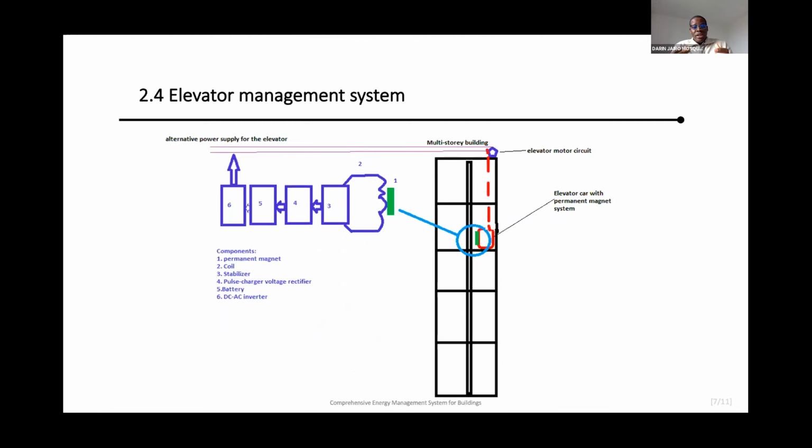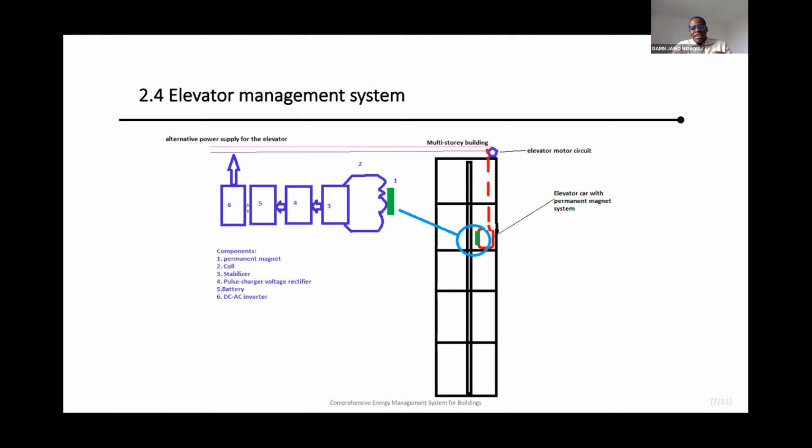Now we'll analyze the self-generation elevator. The research carried out the evaluation of vertical transport in a building in the center of the city of Bogota. Permanent magnets of the neodymium type have been installed on the external part of the elevator car, which allow the raising and lowering of the car to generate an induction process in a hole located in the elevator shaft.